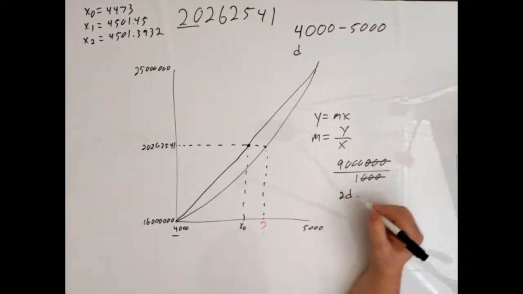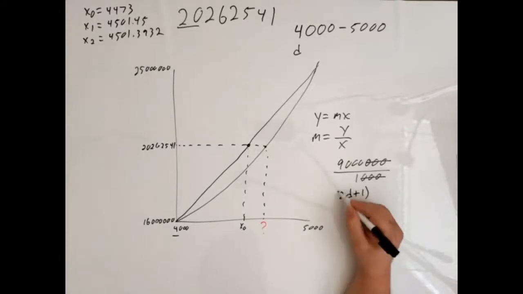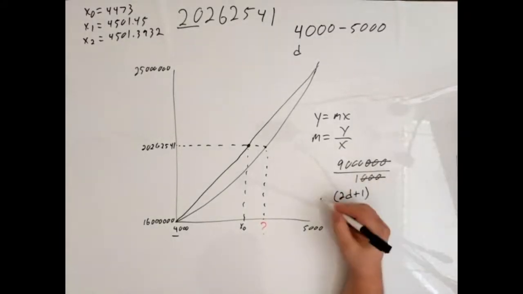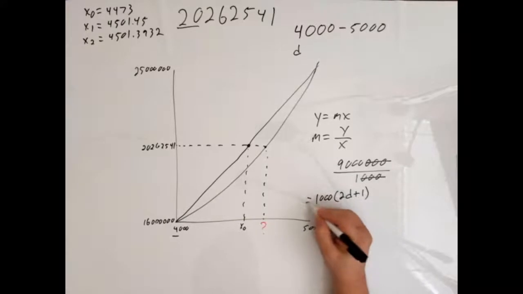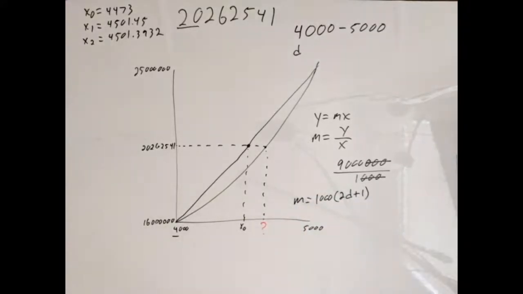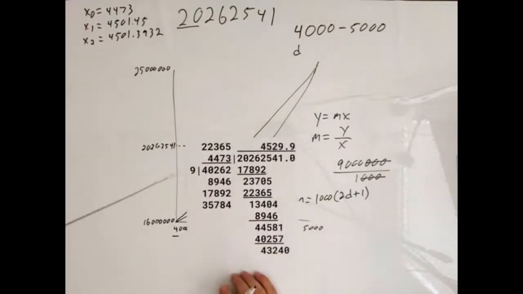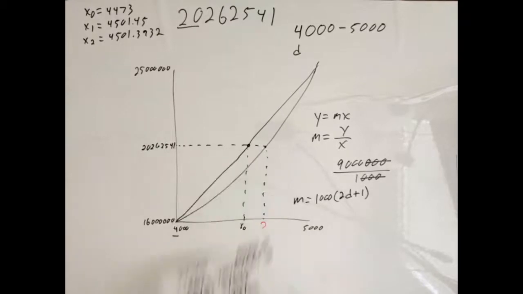d times 2 plus 1 times 1,000. And that is going to be our slope of this line in all cases, no matter what the square root is that we're looking for. Which is why when you look back at the original division that we did, we divided by 9. We did 2 times 4 plus 1 and wrote it down here. That's why we did that.